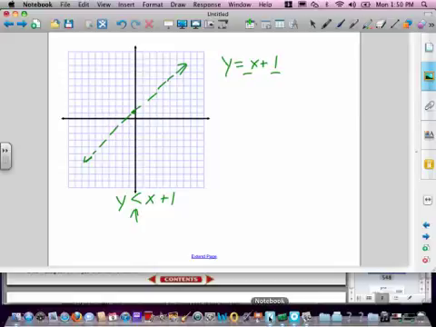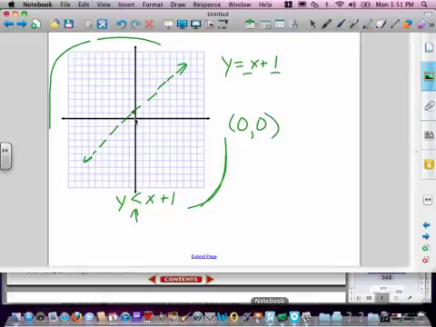Now what I need to determine is which side of the graph I'm going to include, this side or this side. The easiest way is to take any point and put it in. The easiest point almost always is the point 0, 0. So I'm going to use that point 0, 0 and plug it in.